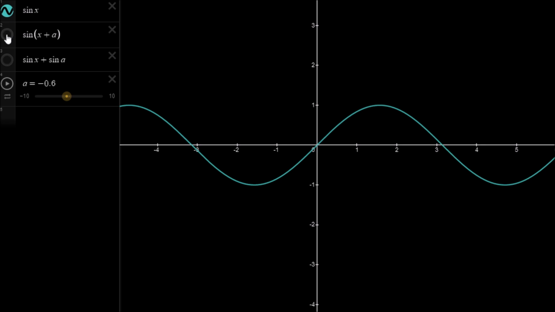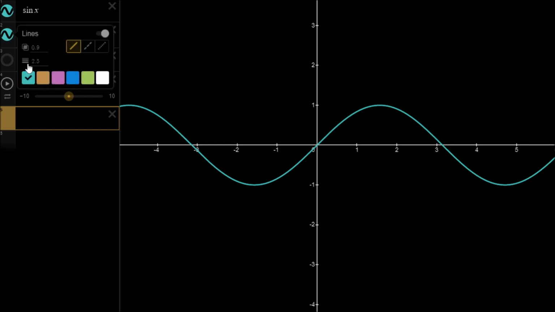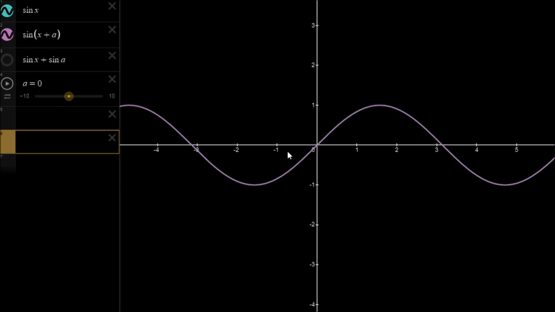So let's put this one in for the moment, and we'll change this value here to a value of 0. So the a is 0, so we're just going to be left with the value of our sine x. So it means that this one here is just going to sit on top of the blue one.